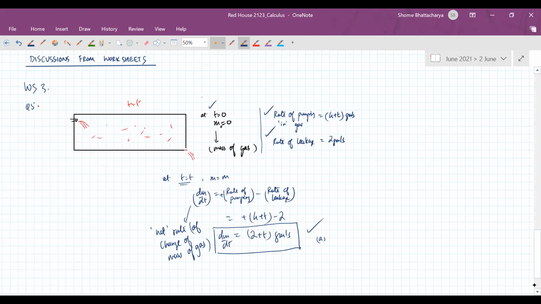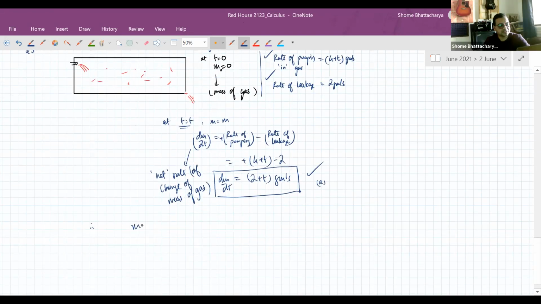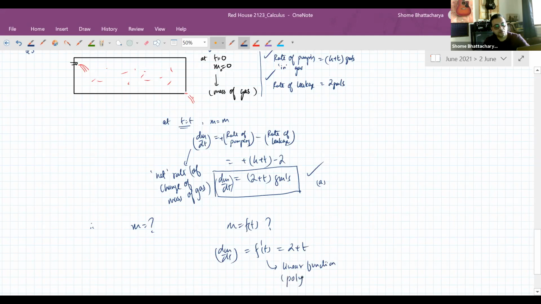Okay. Now, next thing is, from this we have to understand what is mass as a function of time. Mass is some kind of function of time. So what type of function is that? For this, again, we have to use that kind of logic, that we can see that the derivative of the function, dm by dt, or f prime, is 2 plus t. Now notice, what type of function is this? The derivative is a linear function, or it is a polynomial of first degree. So therefore, what type of function should the function itself be? It should be a quadratic function of time, because the derivative of a quadratic is linear, no? Is this clear?